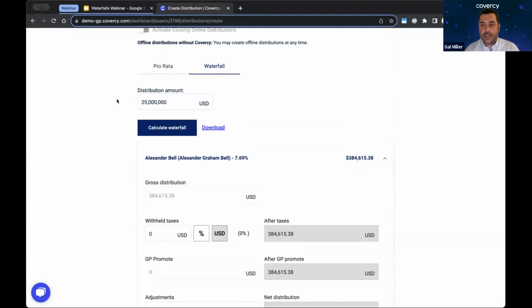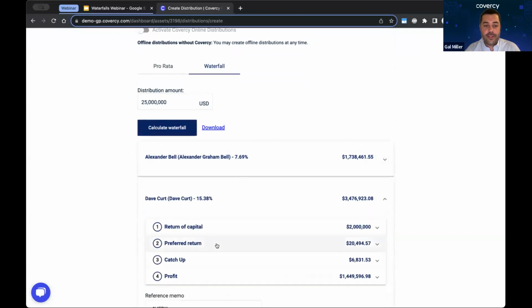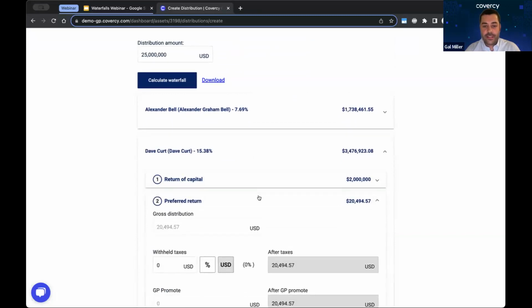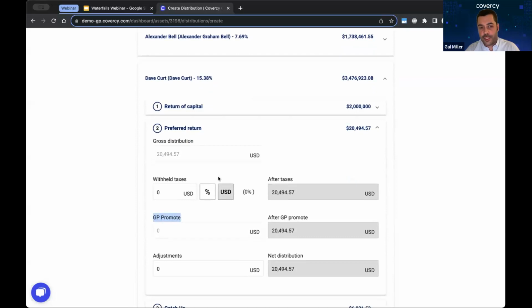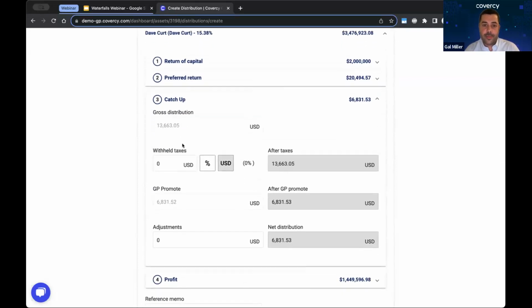So let's make it more interesting and distribute 25 million. Now we see that the investors have crossed more hurdles. We've seen the return of capital and the preferred. We can see that the preferred has 0 promote for the GP. As we said, it's going 100% to the investors. But on the catch-up, and this one is a semi-catch-up example, we can see that the gross distribution is 13K. The investor gets 6 eventually, because half of the hurdle goes to GP promote, hence a semi-catch-up.